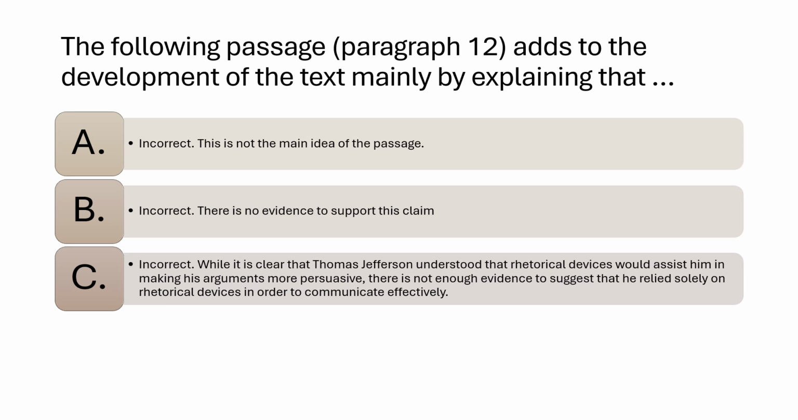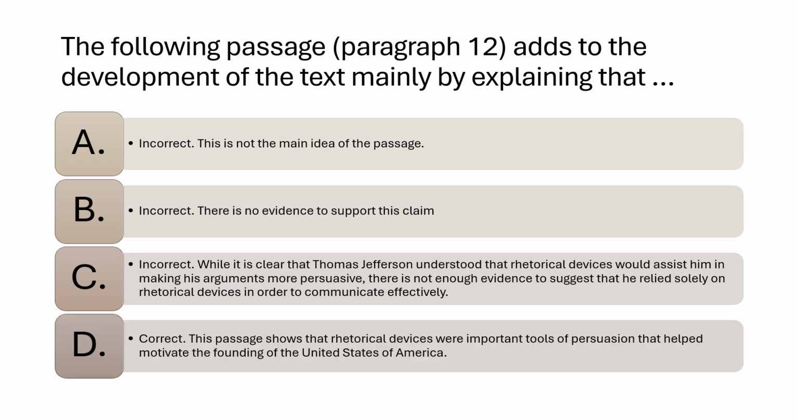C is incorrect. While it is clear that Thomas Jefferson understood that rhetorical devices would assist him in making his arguments more persuasive, there is not enough evidence to suggest that he relied solely on rhetorical devices in order to communicate effectively. D is correct. This passage shows that rhetorical devices were important tools of persuasion that helped motivate the founding of the United States of America.